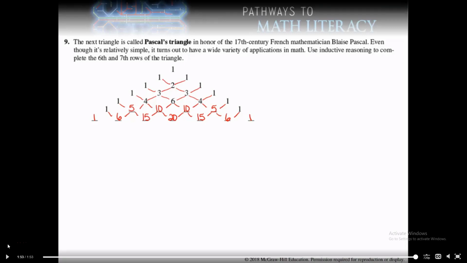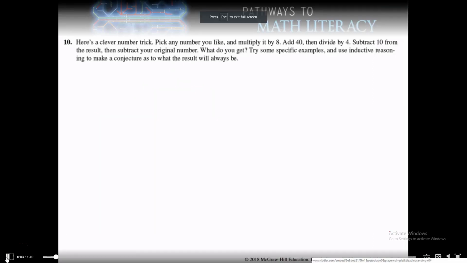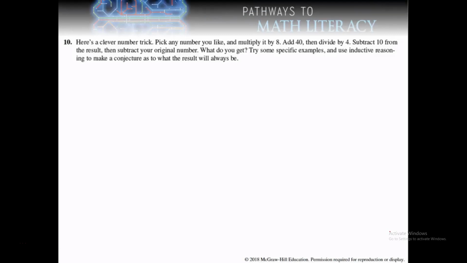So they have a number game for us to play. It says pick any number you like. So let's start with maybe a 3. And then it says multiply it by 8. So I'll do 3 times 8, and that's going to give me 24.